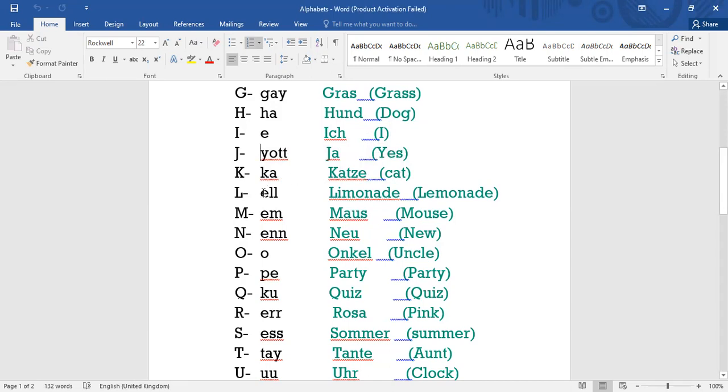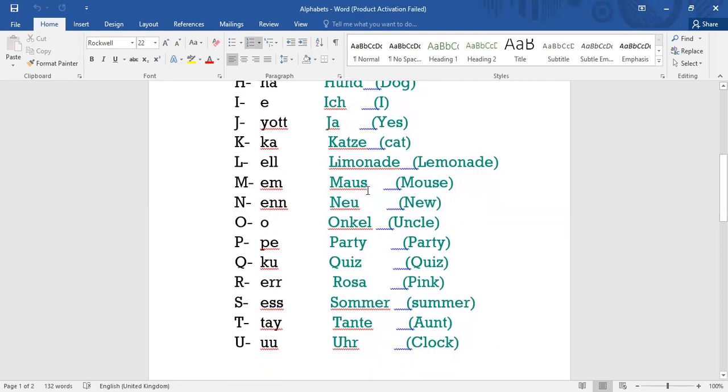L. This is the same as English. So this is L. This is Limonade. This will be read out as limonade. That means lemonade. M gives a sound of M. This is the same as English. So this is Maus, and the spelling is different, but the pronunciation is the same. Again, this is mouse in English.